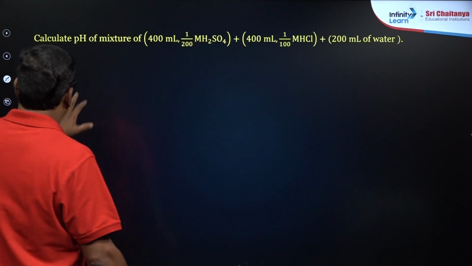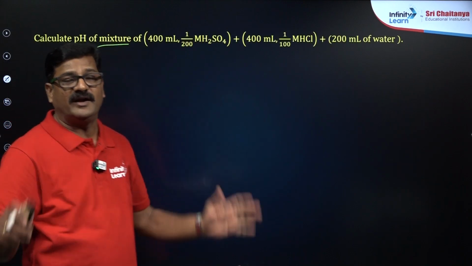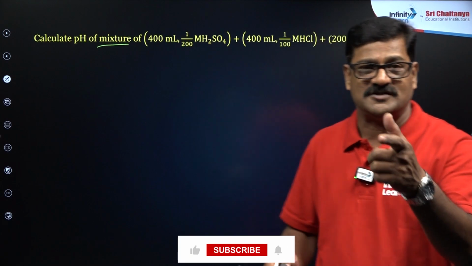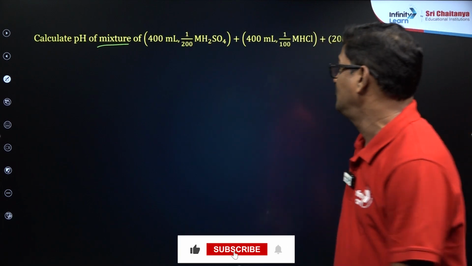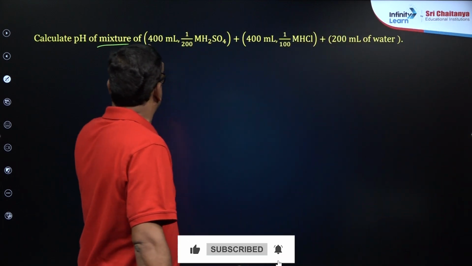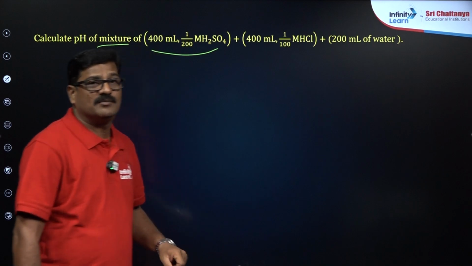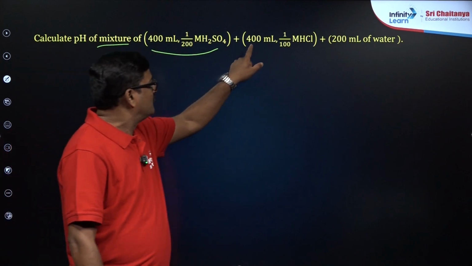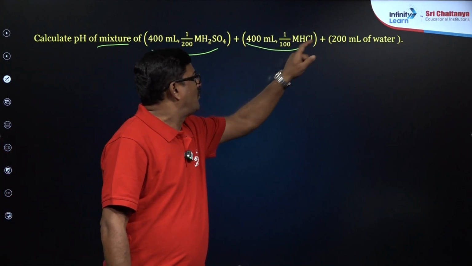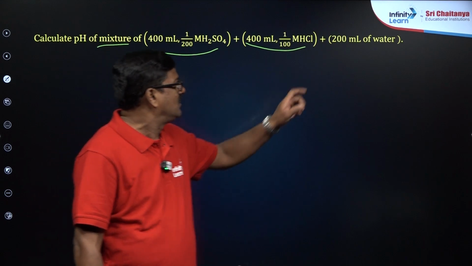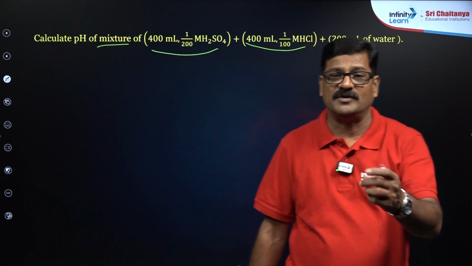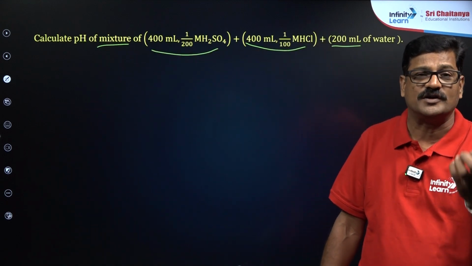And also let us go for this mixture. I am just presenting all varieties of the pH calculations. You follow this: 400 milliliters of 1 by 200 molar H2SO4, 400 milliliters of 1 by 100 molar HCl, and for that, 200 milliliters of water is also added. So it is a mixture.